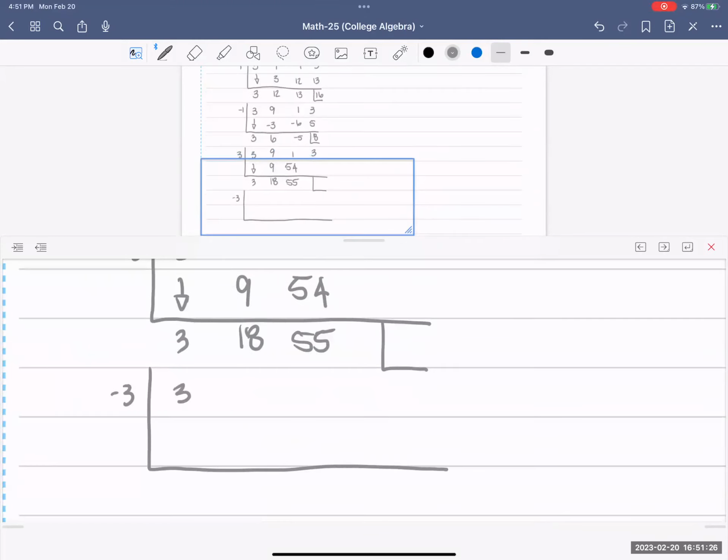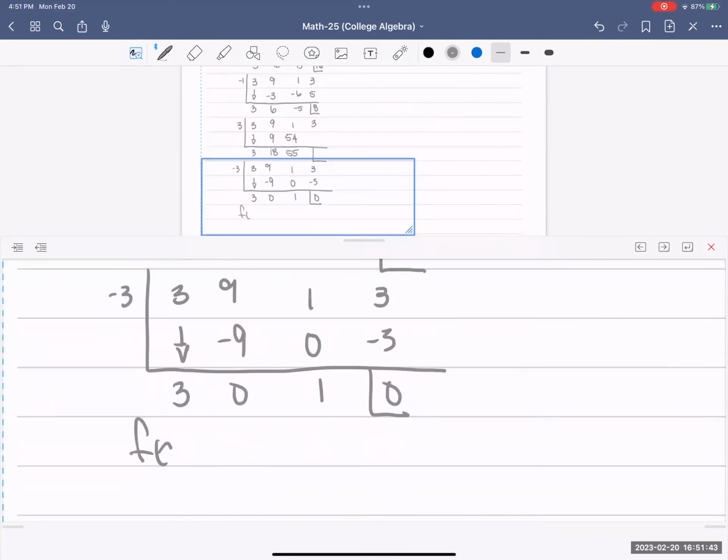-3 for 3, 9, 1, and 3. Bring this 3 down. -3 times 3 is -9. That's 0, 0, 1, -3. I think we finally found our winner.